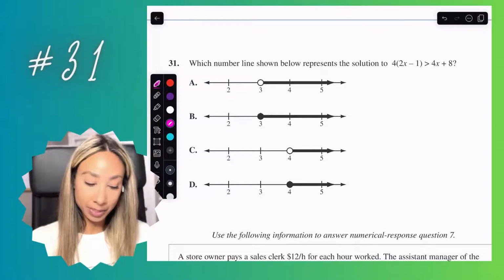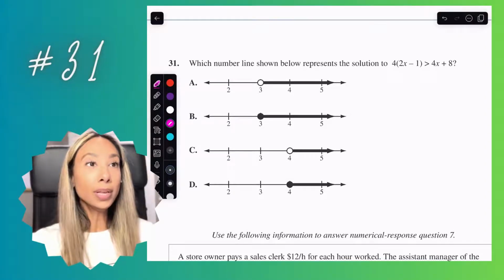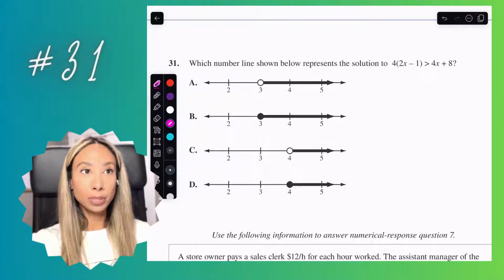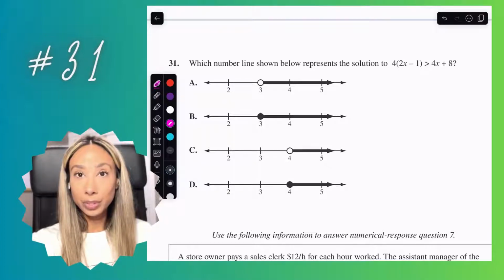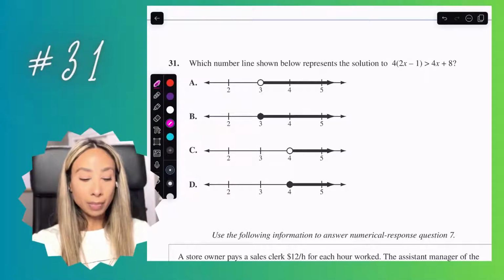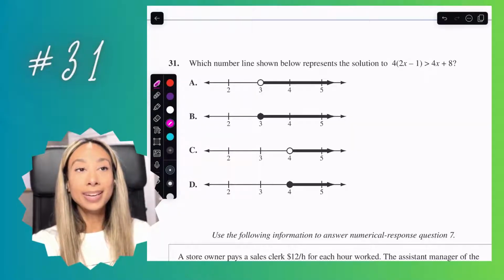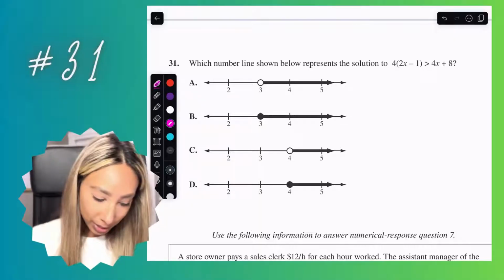Okay, number 31 here. So we have an inequality that we're going to be solving here. For this inequality, we've got variables on both sides. Whenever we do have variables on both sides, we want to do our best to make sure we move the smaller one. We also have to remember if we are dividing by a negative, we need to flip that sign, okay? All right, so let's get started here.